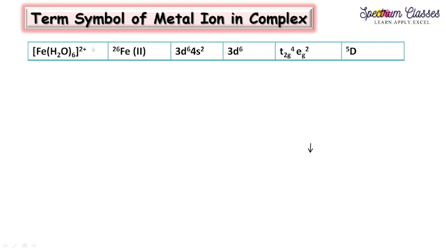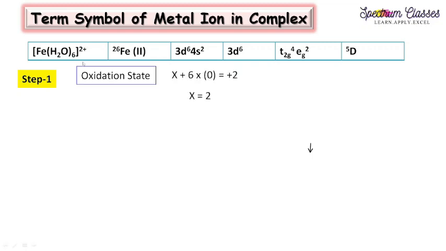Here the next question, as I suggest, is how the oxidation state affects this. So step number 1, calculate the oxidation state. How are we going to calculate it? Iron X plus 6 into 0, since the water molecule is neutral, equal to +2, the charge of the complex. 6 into 0 gives 0 and X is equal to 2.